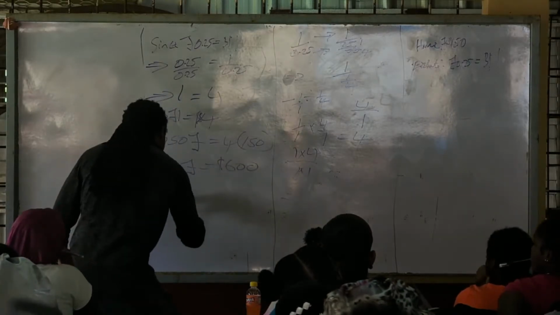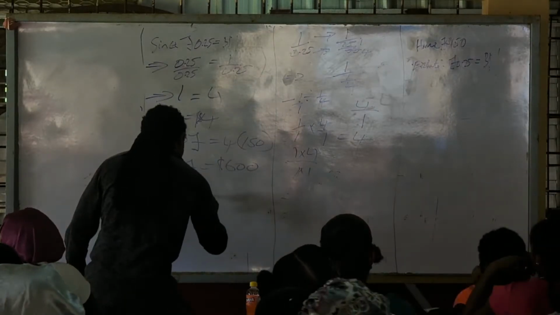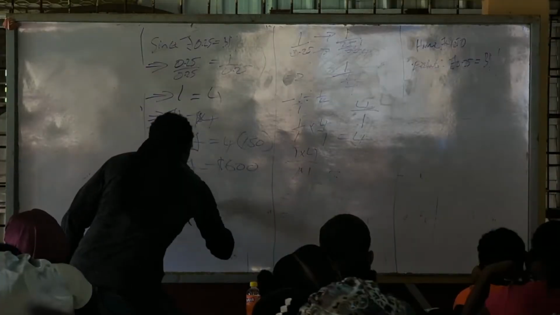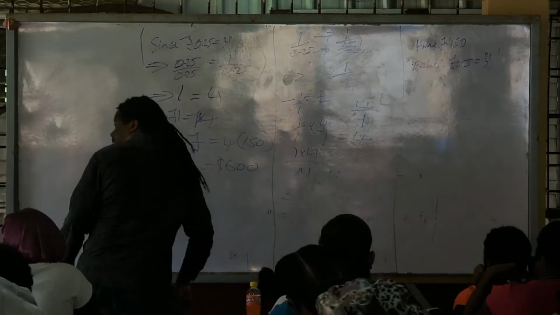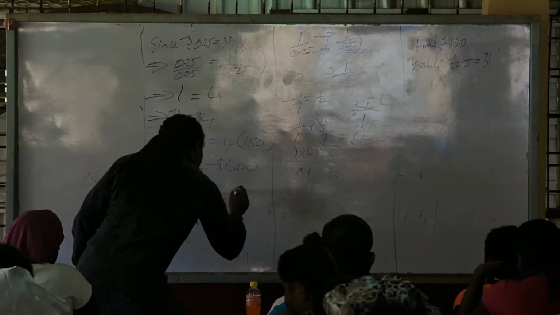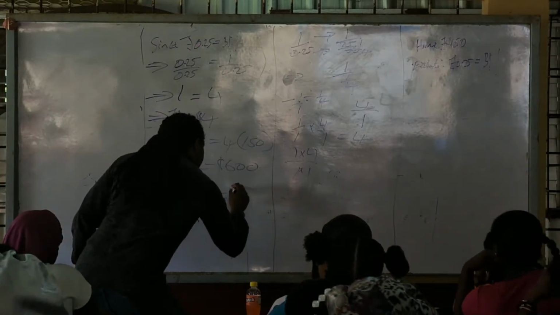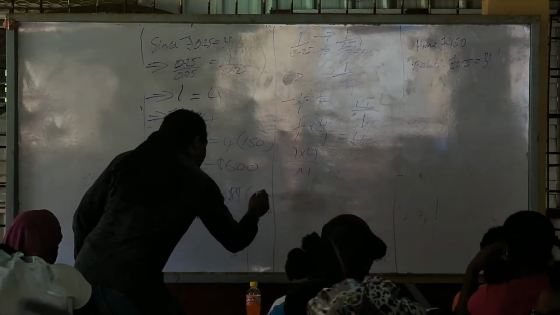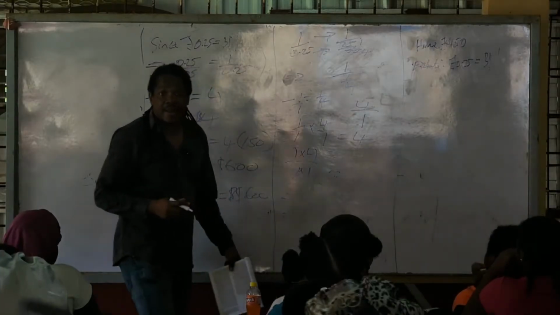150. What do you say? Let me tell you about the shortcut. B dollar 600.